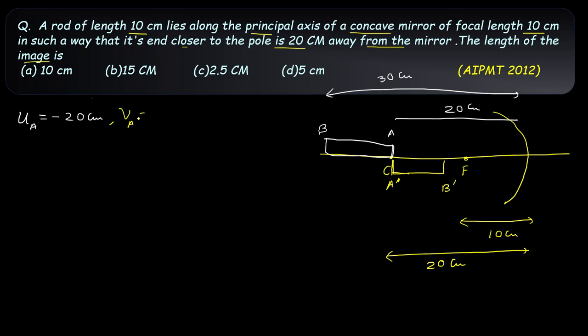So the image corresponding to this end A is nothing but minus 20 centimeter. Image corresponding to end B is something that we have to find, and after that the length of this image will be equal to the difference of the positions. That's the thing that we have to find. So let us apply the mirror equation.